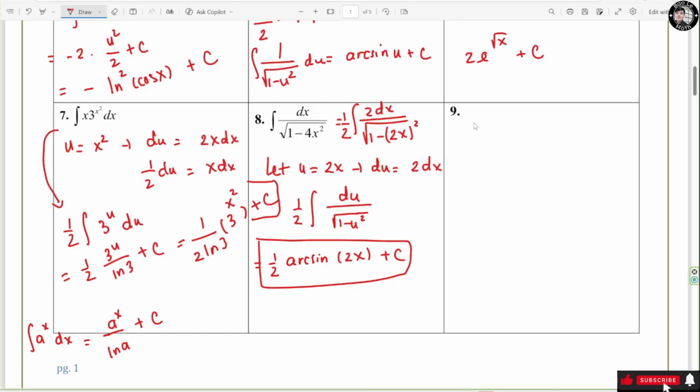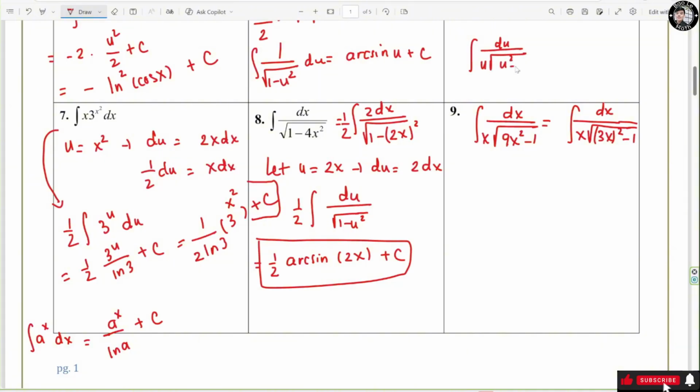Now question 9. This is the antiderivative of ds over s square root of 9s squared minus 1, right? We can rewrite this as the antiderivative of ds over s square root of (3s) squared minus 1. Keep in mind, we can apply the formula: the antiderivative of du over u square root of u squared minus 1 equals secant inverse of the absolute value of u plus c, right?